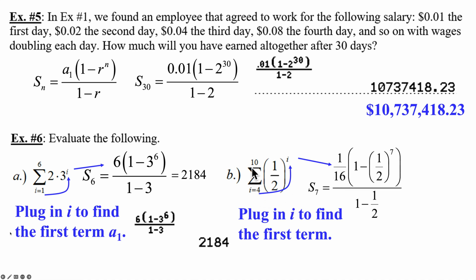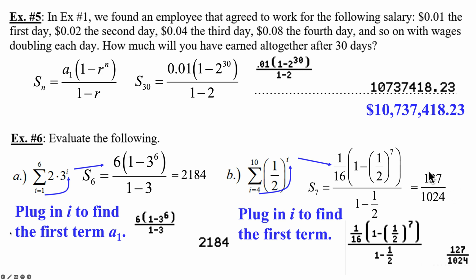You have to remember, you can't go 10 minus 4 is 6, because we are leaving out the first 3 terms when i is equal to 1, 2, and 3. So it's 10 minus 3. We're finding the sum of 7 terms. So that means my 1/2 will be raised to the 7th power, not the 10 or the 6. Definitely a calculator entry problem here. Because you're using your fraction commands, your answer will come back as a fraction, 127 over 1,024.